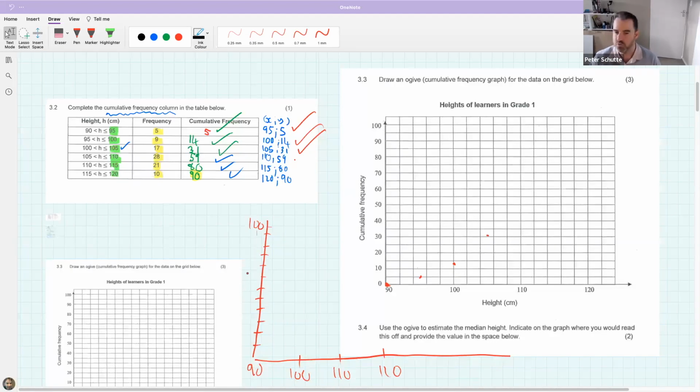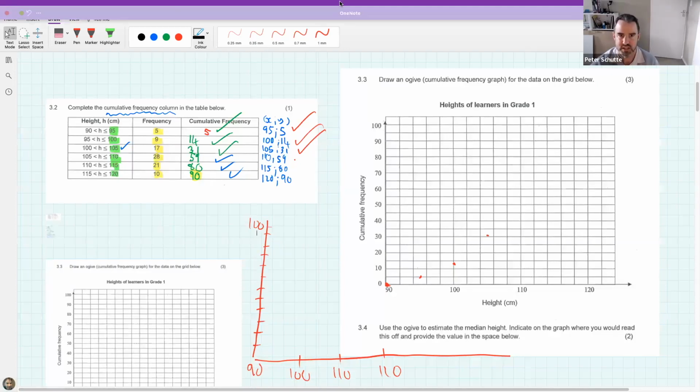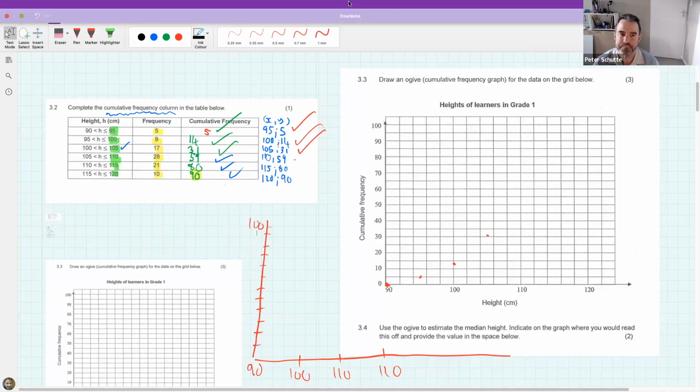It's important that you know the process for drawing an ogive. It's very likely you would have some sort of thing like this in your test. And then if you have a question, just let me know.